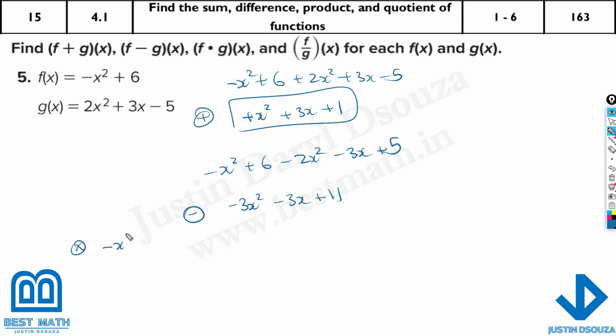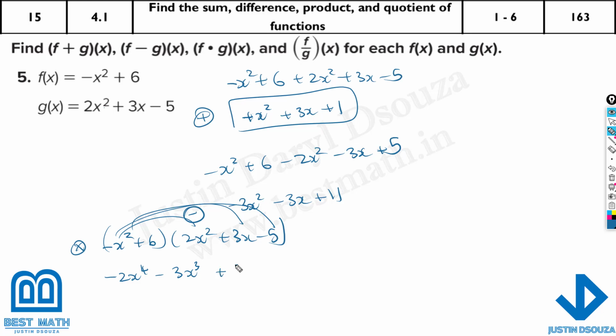Multiplication will be minus x squared plus 6 multiplied with 2x squared plus 3x minus 5. So first term with first, it will be minus 2x power 4 minus 3x cubed. See what happens is this multiplied here, here, and the last term. Then we have plus 5x squared. Then with the 6 over here throughout, it will be plus 12x squared plus 18x minus 6 times 5 will be 30. And here we go.